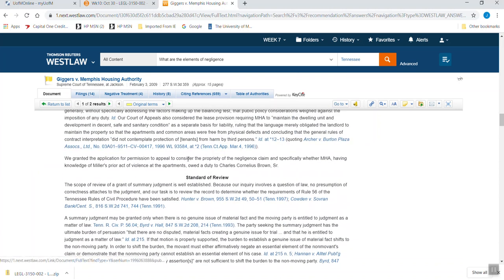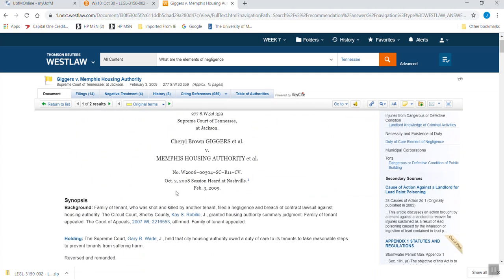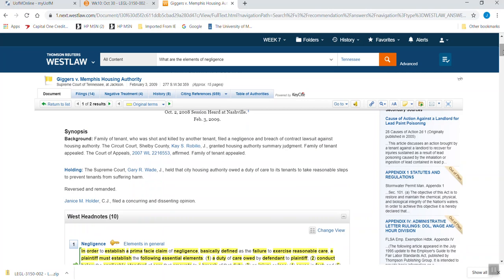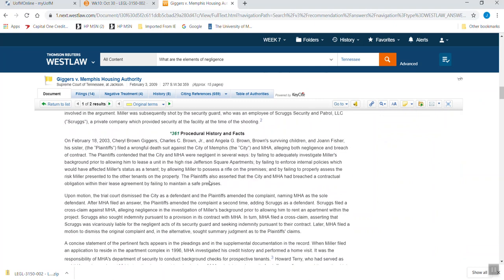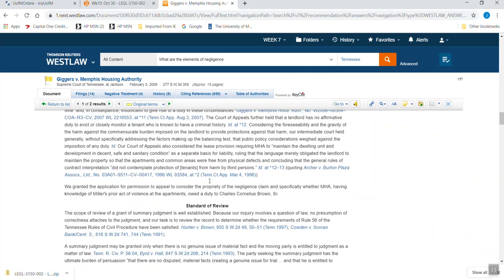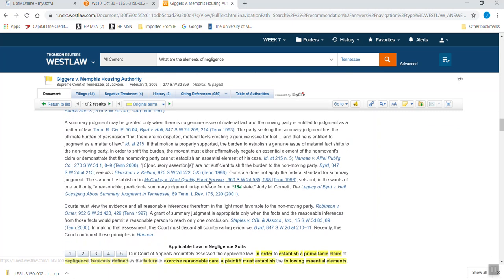and we granted. So this is, I guess I should tell you, this is a Tennessee Supreme Court case. Supreme Court of Tennessee at Jackson. It's a Southwestern Reporter case, third edition, volume 277 at page 359. It was heard in 2008 at Nashville. So if we go down through here, we should be able to find the facts of the case, what went on in the facts, and then let's see. I know there's got to be.